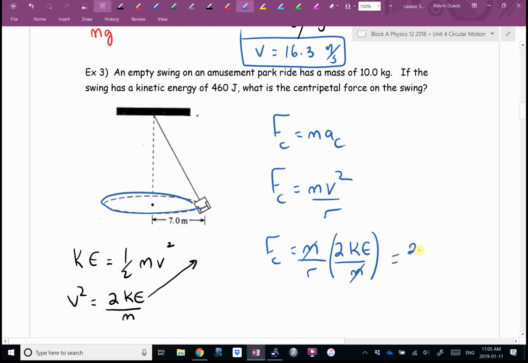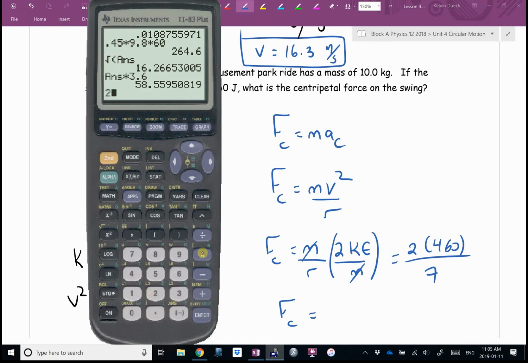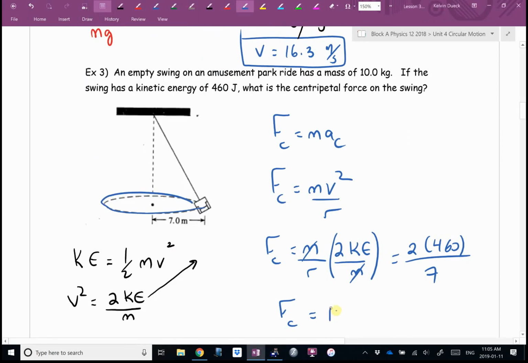So it's going to be 2 times 460 divided by 7, which is what? 131 newtons. Direction towards the horizontal center, not along the rope, towards the center.